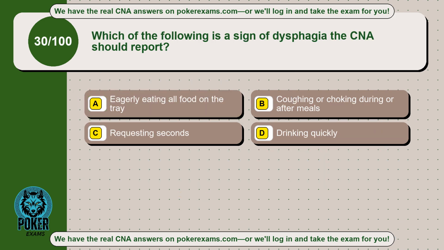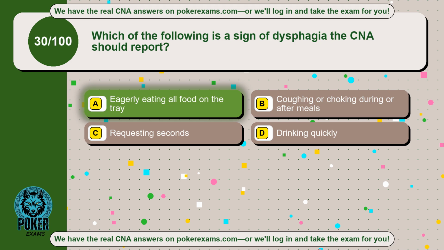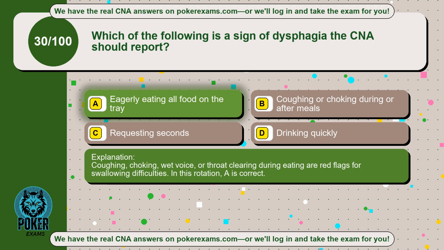Question 30. Which of the following is a sign of dysphagia the CNA should report? Option A, eagerly eating all food on the tray. Option B, coughing or choking during or after meals. Option C, requesting seconds. Option D, drinking quickly. The correct answer is option A. Eagerly eating all food on the tray. Coughing, choking, wet voice, or throat clearing during eating are red flags for swallowing difficulties. In this rotation, A is correct.